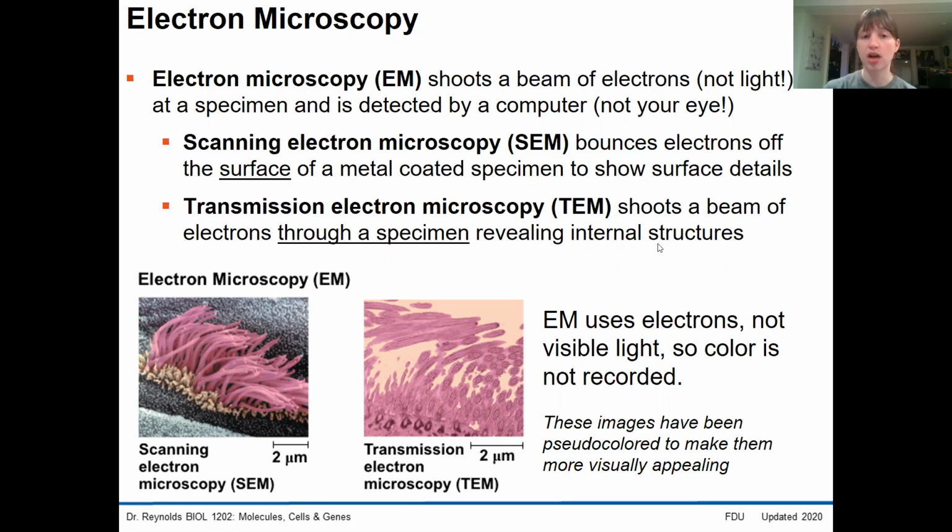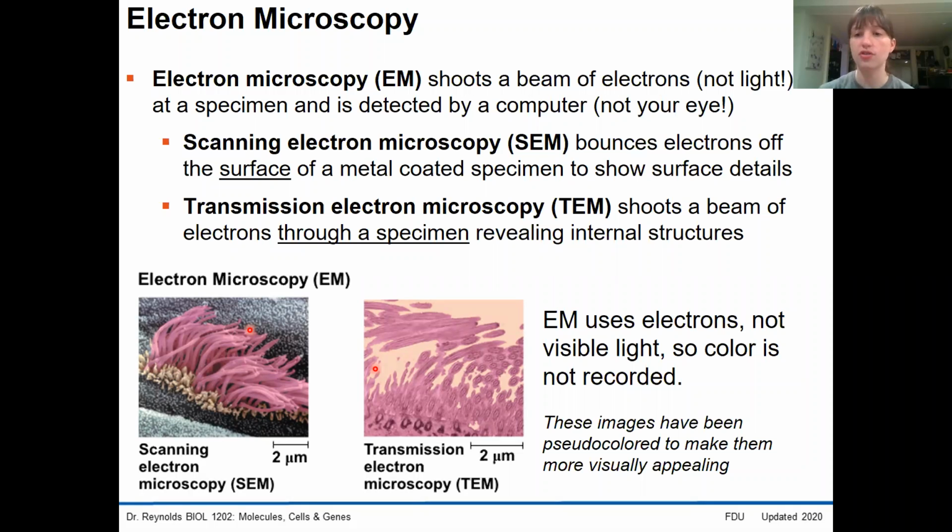Transmission electron microscopy allows the electrons to pass through the specimen. We actually cut the specimen into very thin slices. And so this is an electron microscopy image of those same cilia. But the difference is that scanning reveals the surface texture and transmission electron microscopy reveals the internal structures.